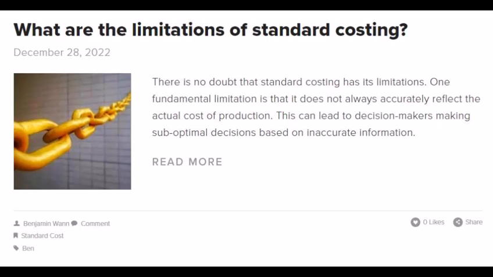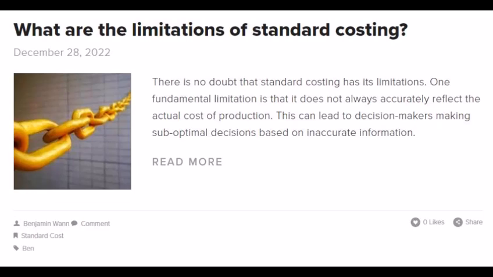With their help, you can be confident that your standard costs will be accurate and informative. Conclusion: what are the limitations of standard costing? Overall, standard costing has both advantages and disadvantages. While it can be helpful in planning and decision-making, it is vital to be aware of its limitations.